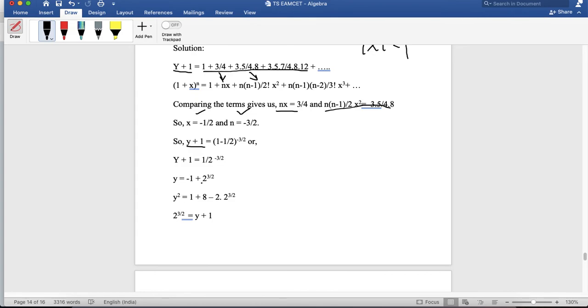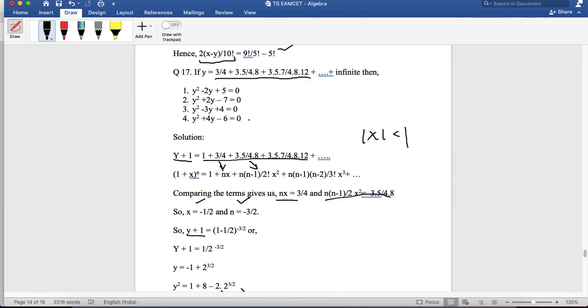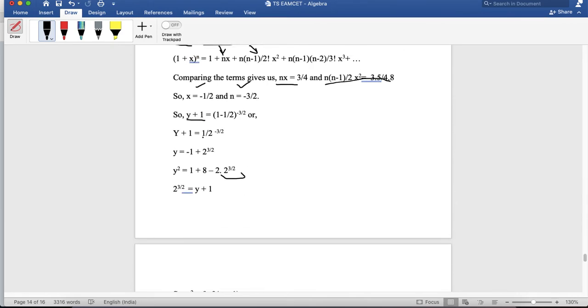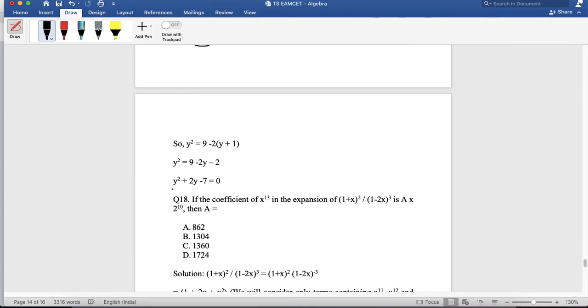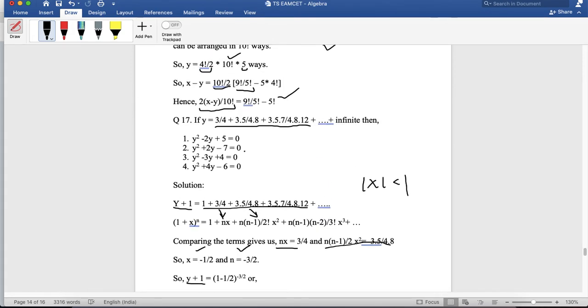So y square is equal to what? a square plus b square minus 2ab, because the minus sign is over here. 1 minus 1 square is 1. 2 raised to power 3 by 2, square, will be 2 cube, which is 8. So I get 9 minus 2 into 2 raised to the power 3 by 2. I want to get rid of this because in the solution I don't have any 2 raised to the power 3 by 2. 2 raised to the power 3 by 2 is what? y plus 1. So I put y plus 1 over here. y square is equal to 9 minus 2 into (y plus 1). So y square plus 2y minus 7 equals 0, which is one of the given options.